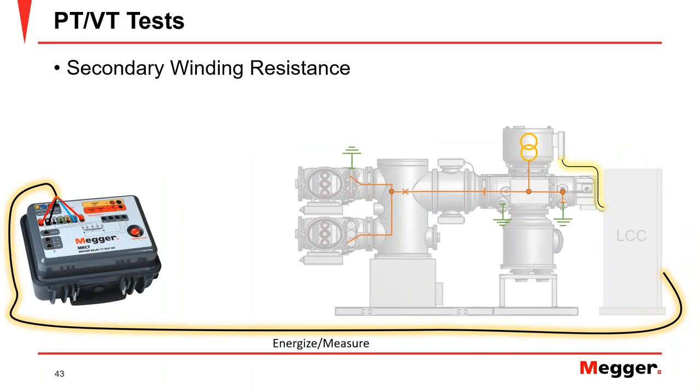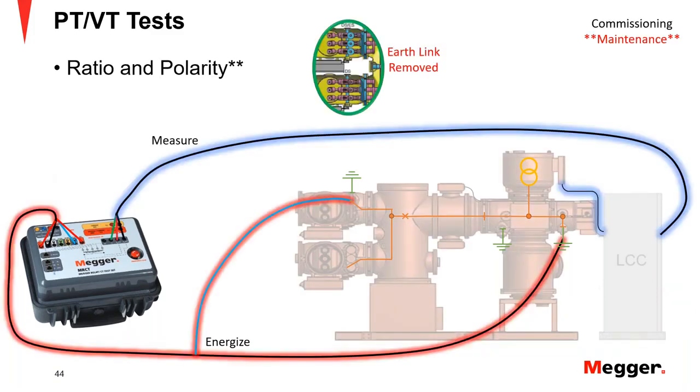For secondary winding resistance, we switch on the instrument side to our X lead set, our secondary lead set from the MRCT, and we can energize and measure with the same lead set in this case for secondary winding resistance. And the last one is also ratio and polarity.